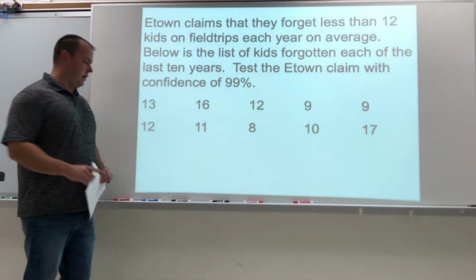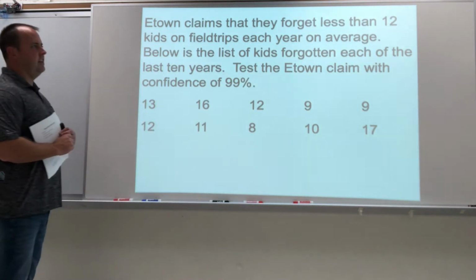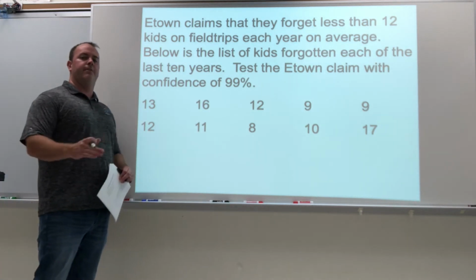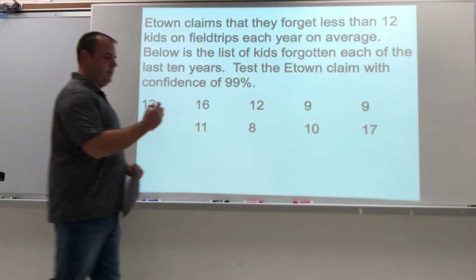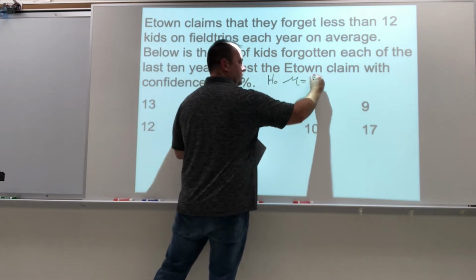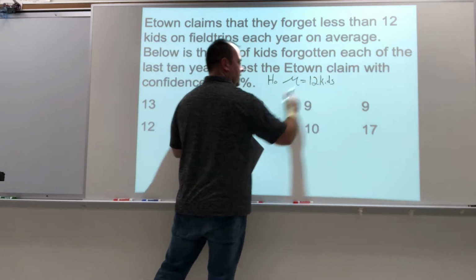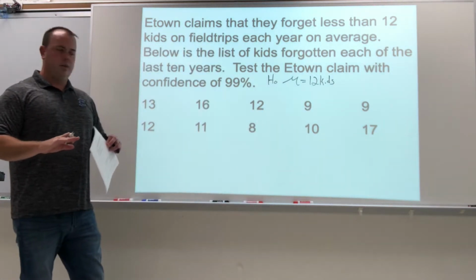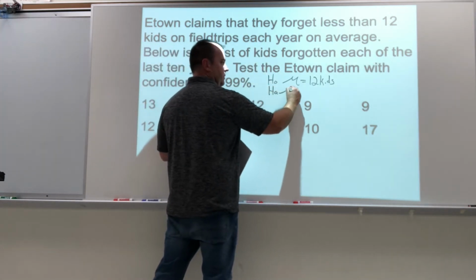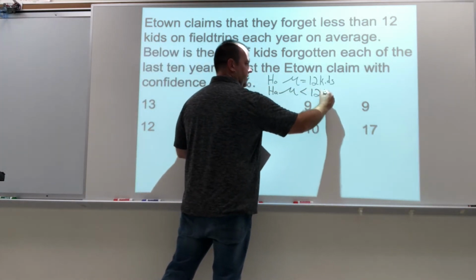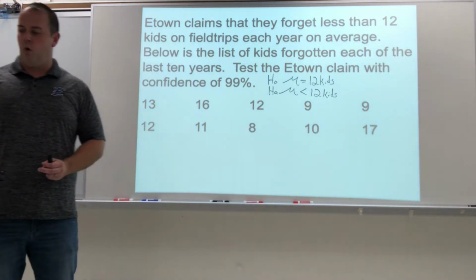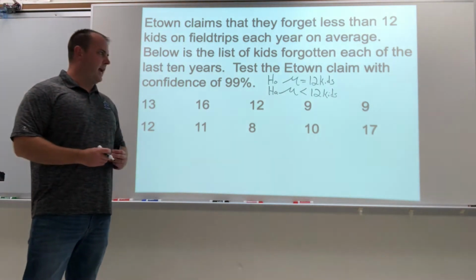The first thing you need to do is write your null and alternative. Okay, so it says E-Town forgets less than 12 kids. So we're judging the claim of E-Town, saying they forget less than 12 kids. So if I'm writing this out, we have our null, mu equals 12 kids. Okay, remember the null is always equal to, and it says less than 12 kids, so our alternative, mu less than 12 kids. So there's our null and alternative. There's step 1.